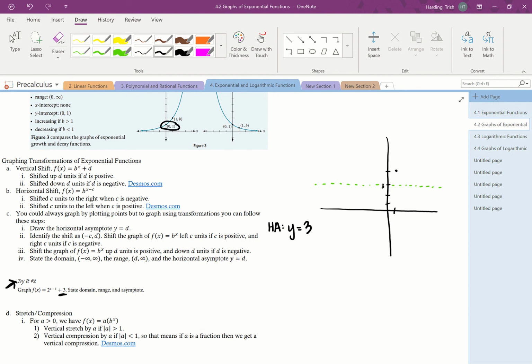And then we will have 1, b on our other equation. Well, 1 gets shifted to the right by 1, so that's now 2, b, and then we're going to add 3 to our b, and our b is 2, so it's going to be 2, 5. And our equation will look something like this.